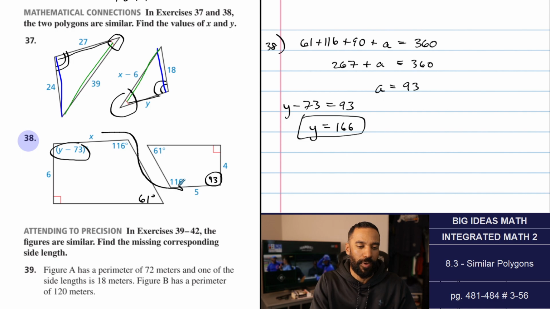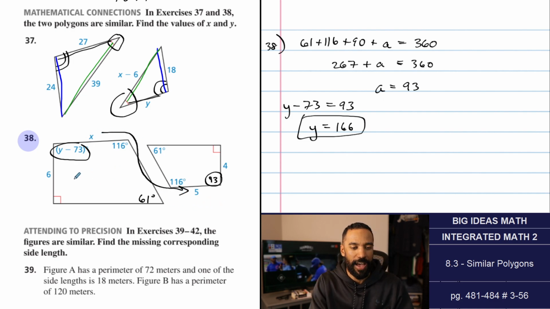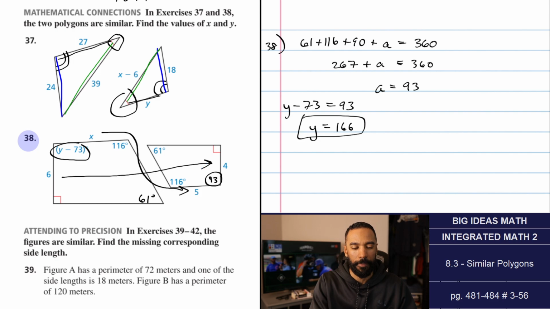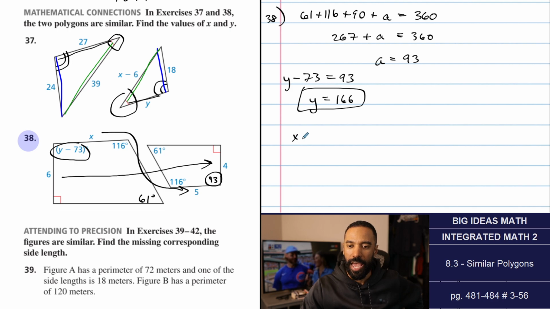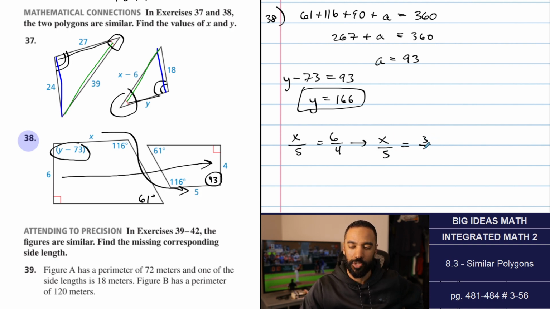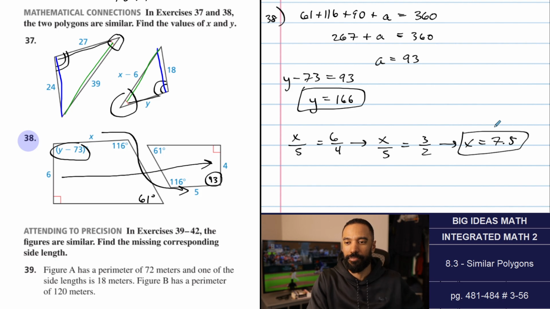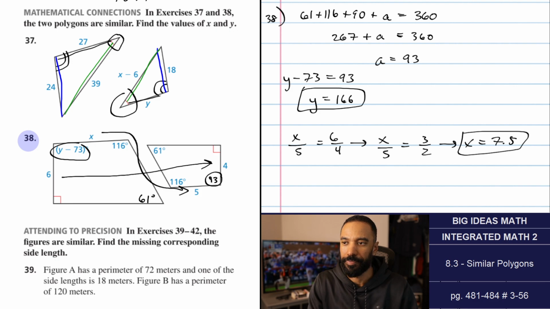Now, x will correspond with the 5. I know this is not in the right orientation, but x corresponds with 5, like 6 corresponds with 4. So that's kind of like my setup there. Those are corresponding parts. And again, angles are congruent, but side lengths are proportional. So x over 5 equals 6 over 4. It's kind of my setup for this guy. X over 5 is 3 halves. Let's reduce that, and multiply by 5, you get x is 15 over 2, or 7.5. So 166 for y, 7.5 for x.